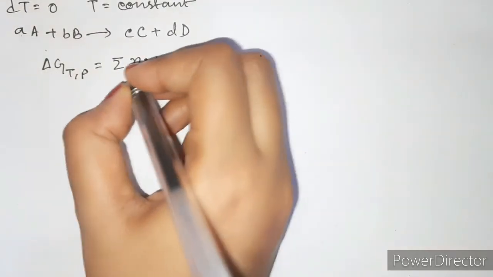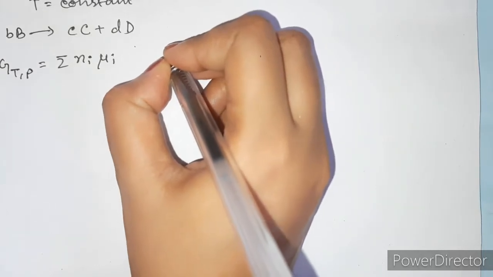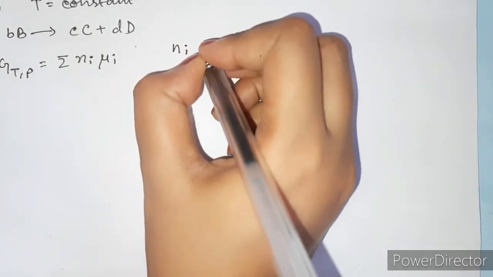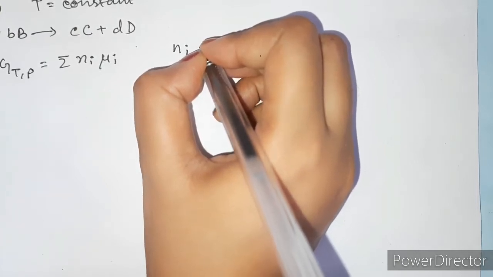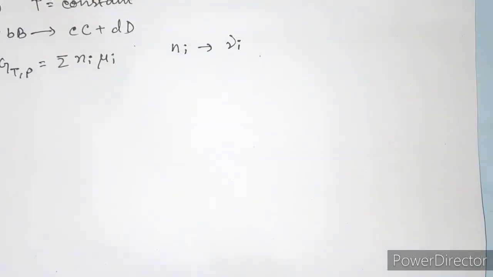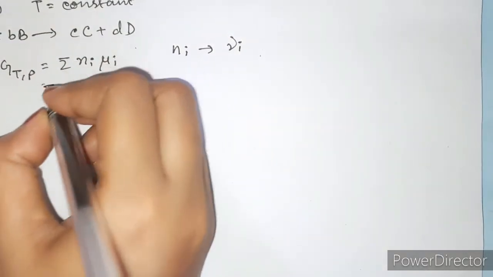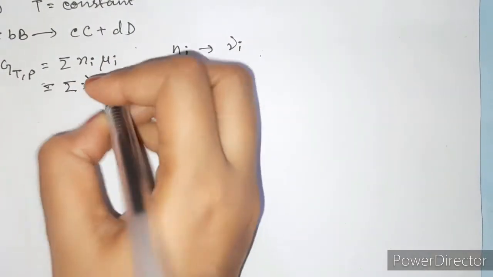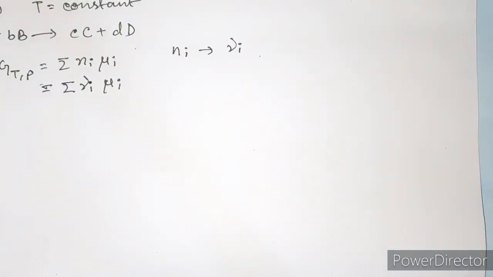Now Ni is the number of moles of the component. You can replace Ni by the stoichiometric coefficient nu i, because Ni is proportional to nu i. So the del G equation becomes summation of nu i mu i, where nu i is the stoichiometric coefficient and mu i is the chemical potential of the component.